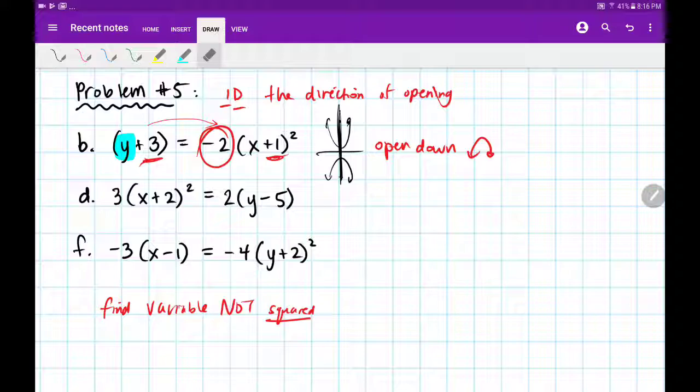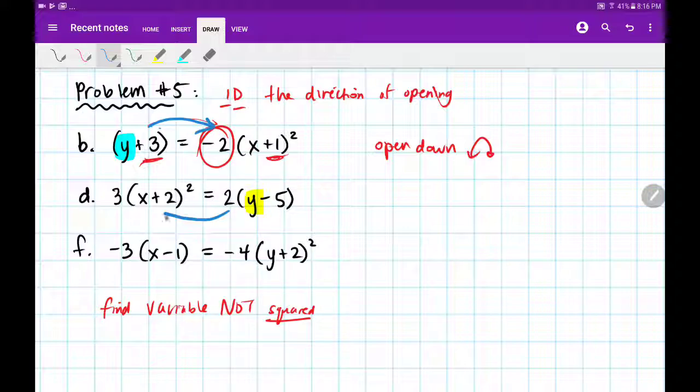All right. D. Try it yourself. We're looking for the variable that's not squared. Which is that? If you said y, you're correct. This is another up-down. Now, which is it? Is it opening up or is it opening down? So, you should be looking at the other side.